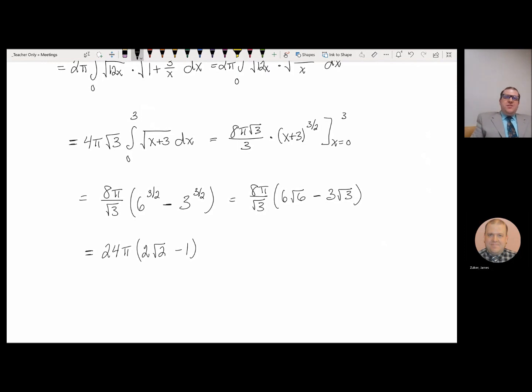Right, what's 3 over root 3? Oh, I'm sorry. It was root 3 over 3. 1 over root 3. Right, because it's 3 to the 1 half over 3 to the 1, which would be 3 to the minus half. So I just simplified the root 3 over 3.